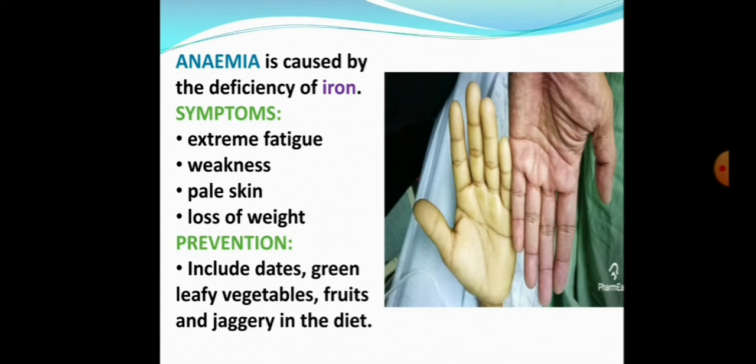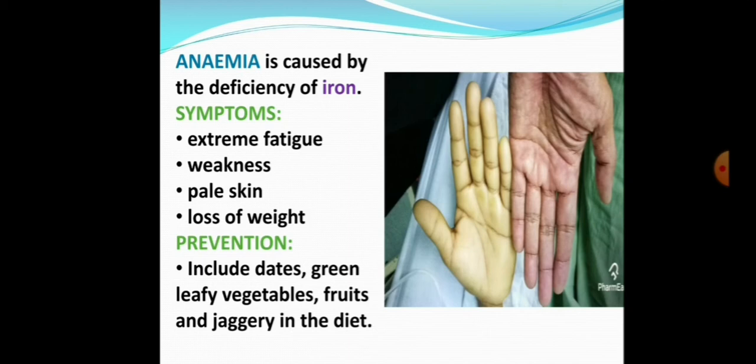Symptoms: extreme fatigue, which means tiredness, weakness, pale skin. Can you see the difference in the picture? I have shown you both types, a normal hand and a pale-colored, anemic hand also. See the yellowish color, you can see the difference clearly. Loss of weight: when there is loss of appetite, the weight will also decrease. So, symptoms of anemia include loss of weight.